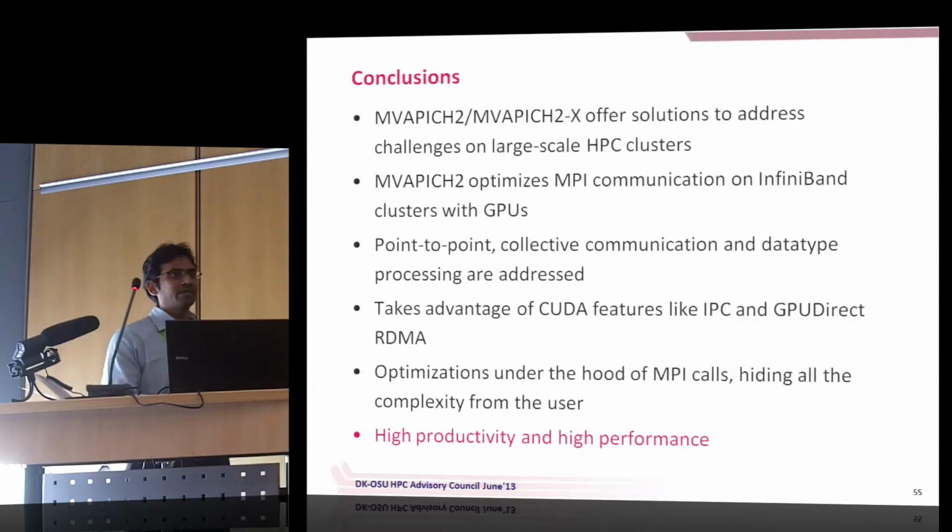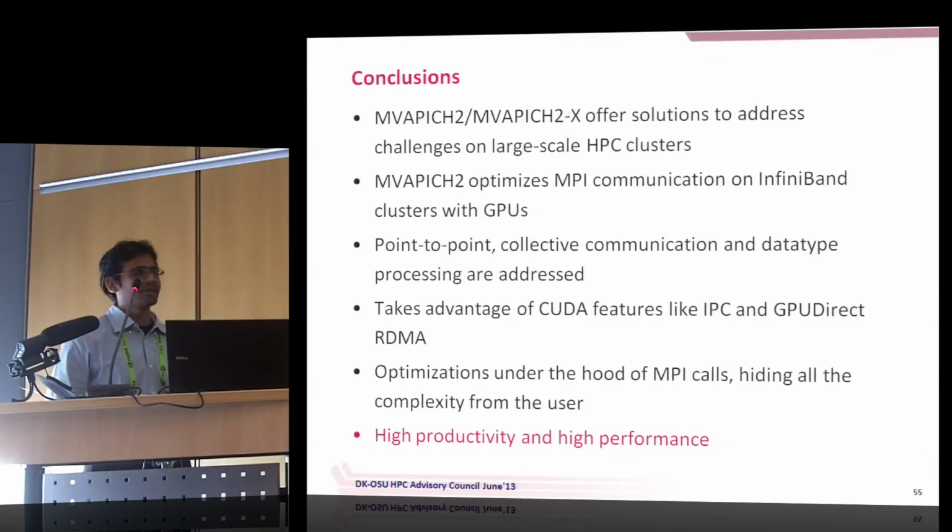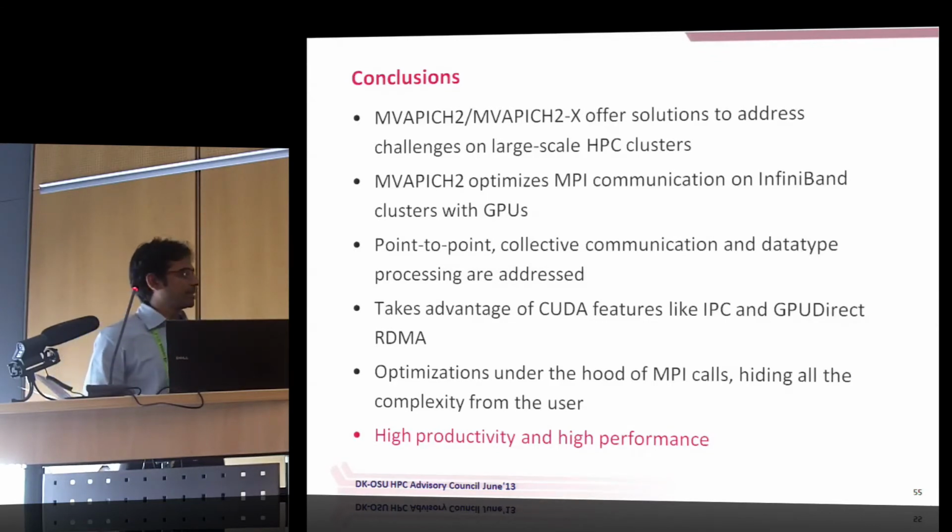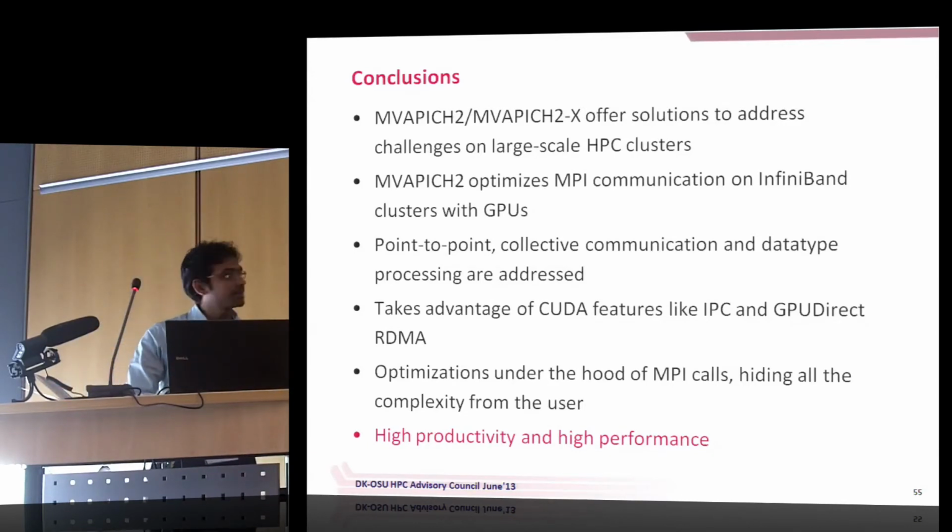The main advantage is that users don't have to deal with the lower level details. They still continue to use the standard MPI interface, but get the high performance that MVAPICH2 offers. The main goal of our library is to provide high productivity, while at the same time ensuring high performance for communication.